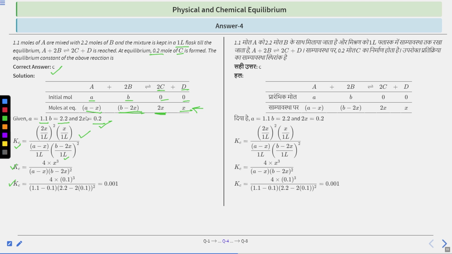we find out the X value from this equation, that X is equal to 0.1. So on putting the X value as 0.1 and on putting the A and B values given in the question, we have Kc, the equilibrium constant for the reaction, equal to 0.001, right? Thus the C option is the correct answer.